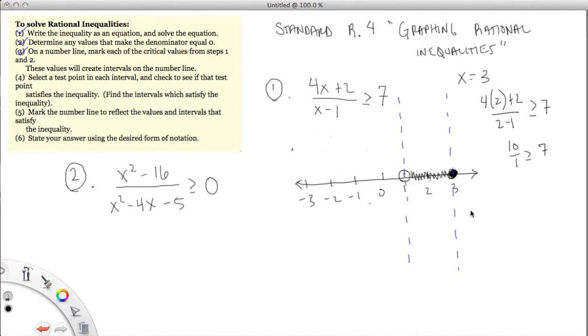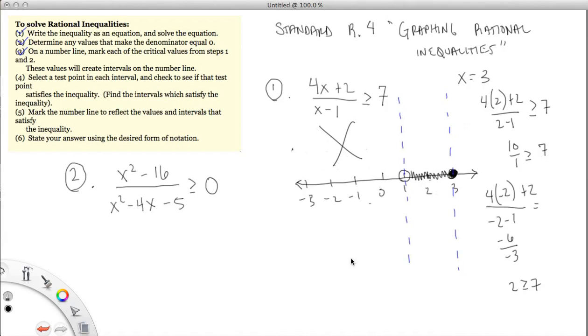So that's good. Now let's test another point. Let's say I want to test negative 2. So we get 4 times negative 2 plus 2 over negative 2 minus 1. In this case I get negative 8 plus 2, which would be negative 6, divided by negative 3, which would be 2. I'm putting this down so I'm not trying to do it in my head, because negative numbers can get confusing. So we have 2 is greater than or equal to 7. Well, we know that's not true, so that takes out everything on this side of 1 as a possible solution.